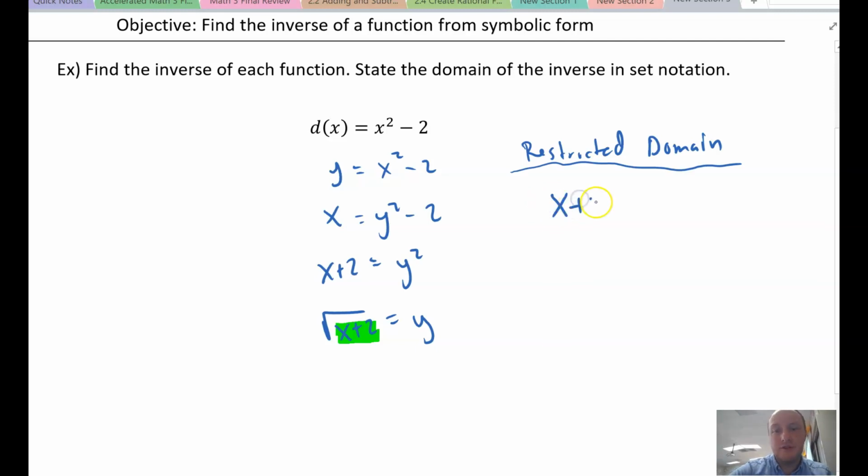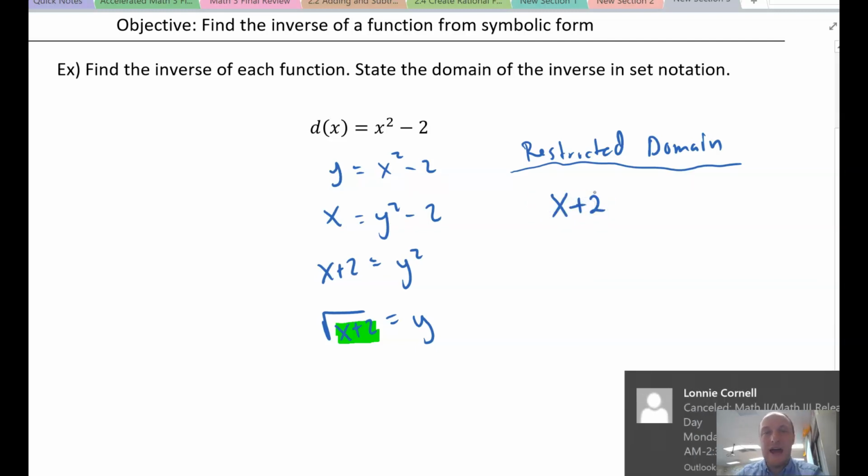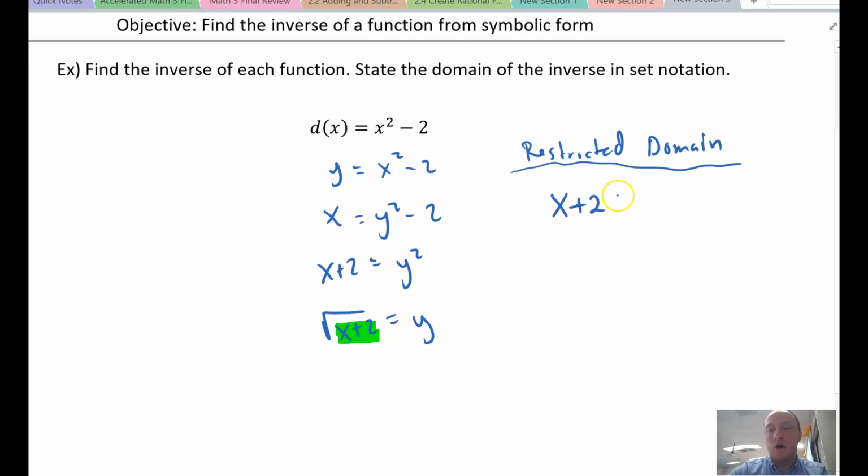So I take x plus 2, my radicand. Can you say that? Radicand. Hey, Lonnie. Okay, and you are going to set it greater than or equal to 0.